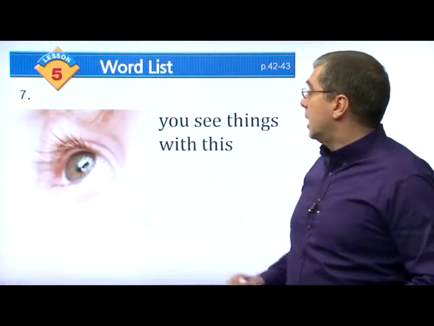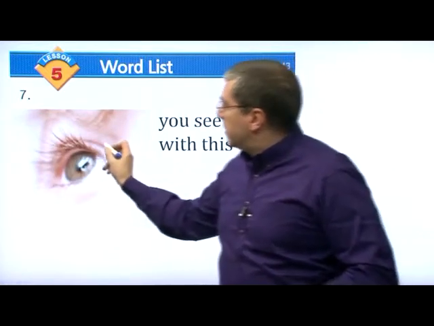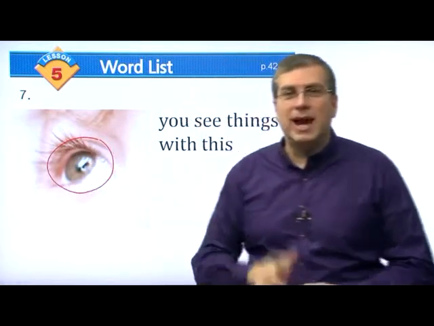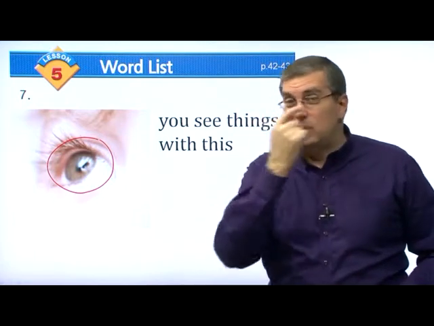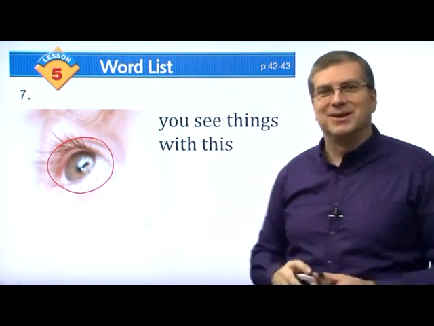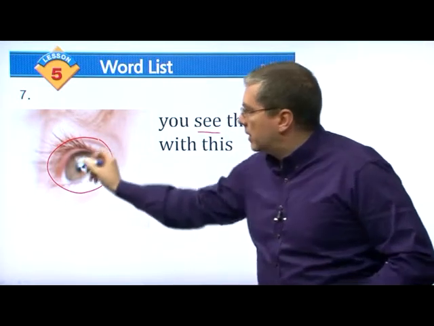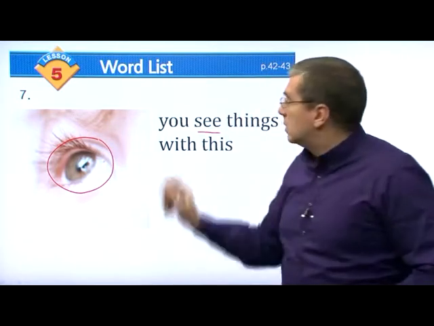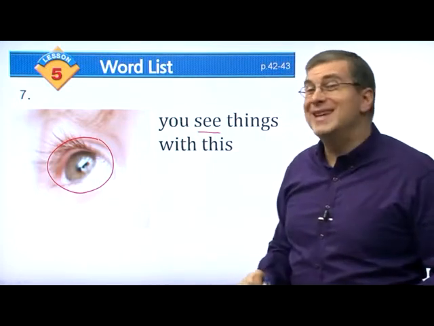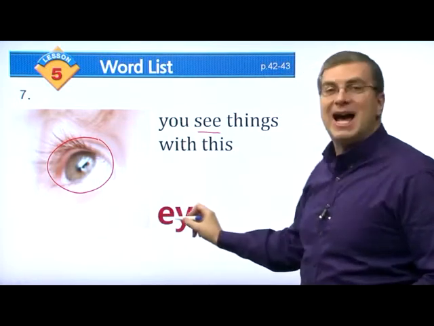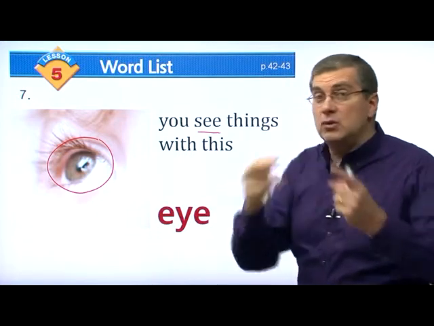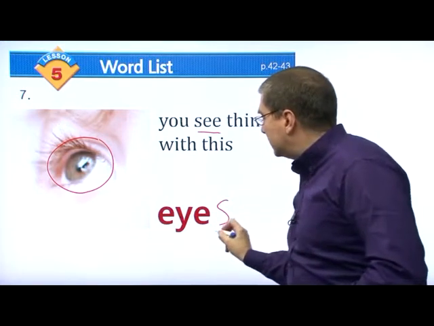Okay. Our next word is this right here. What is that, right? We have two of them, right? I have two of them behind my glasses, right? You see things with this. We're only talking about one now. You see things with this. What is it? It is an eye. And of course we have two, so we have eyes.